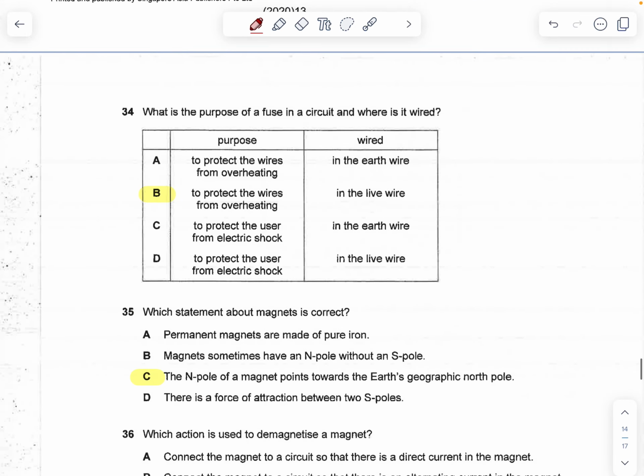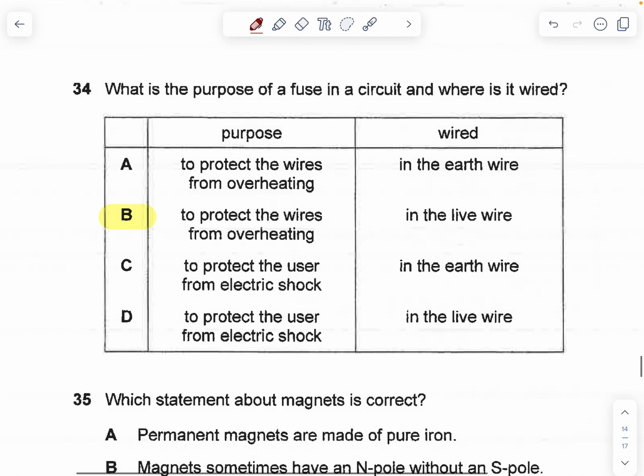Next, question 34. What's the purpose of a fuse and where is it wired? The fuse is to prevent excessive current from flowing through, overheating the wires. It's usually placed in the live wire.